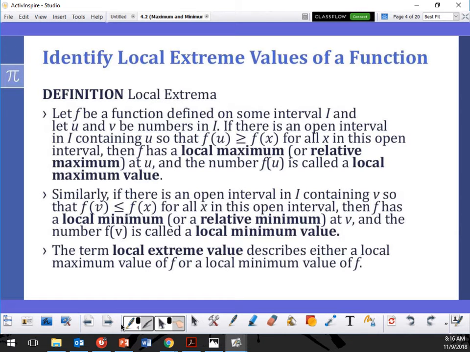Local extrema. Let f be a function defined on some interval I, and let u and v be numbers in I. If there is an open interval in I containing u, so that f of u is greater than or equal to f of x for all x in this open interval, then f has a local maximum or relative maximum at u. Then the number f of u is called the local maximum.